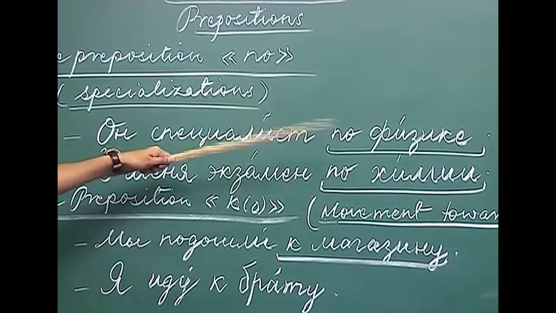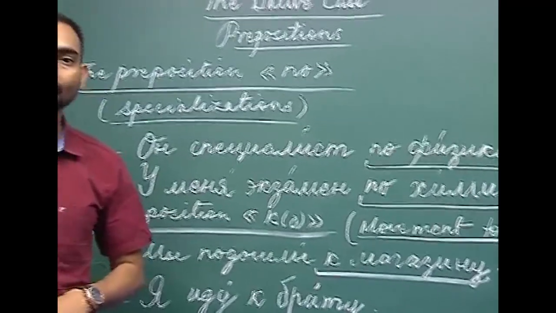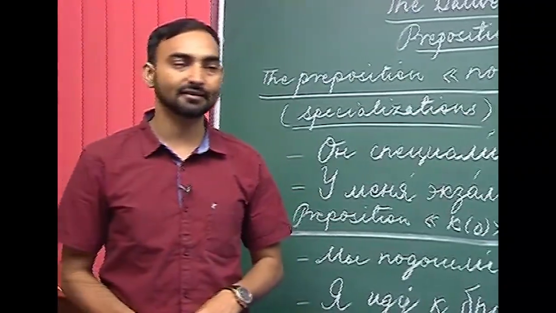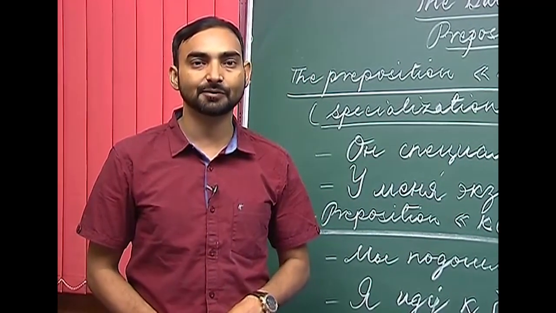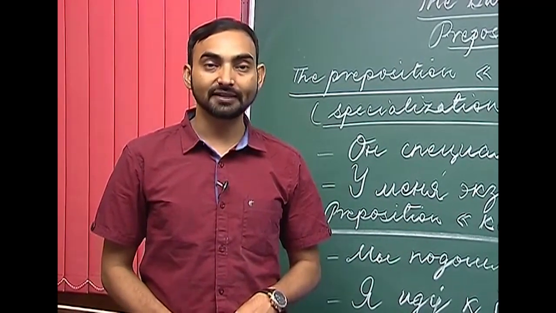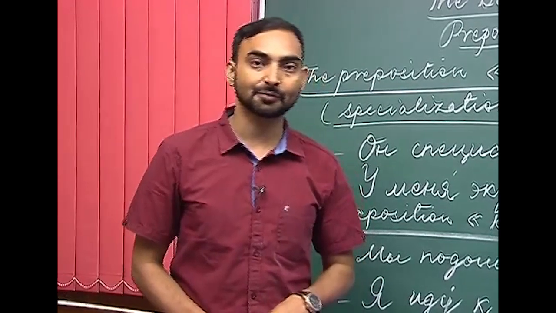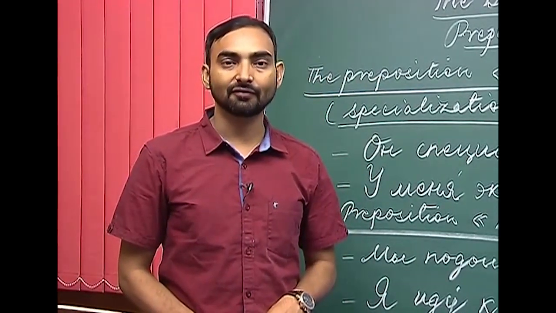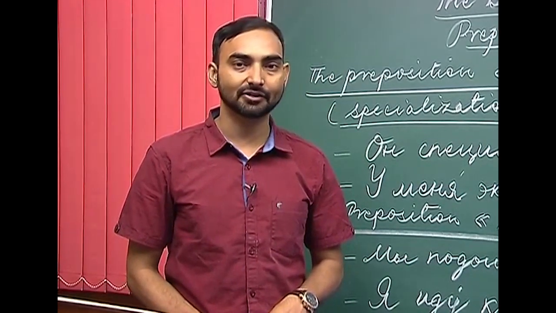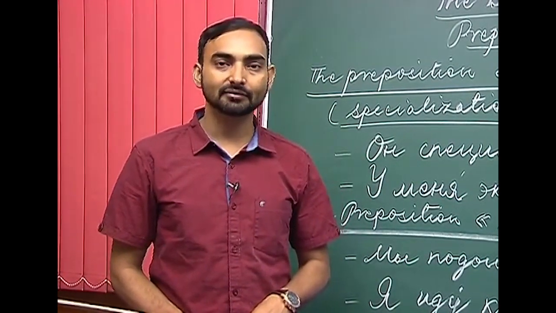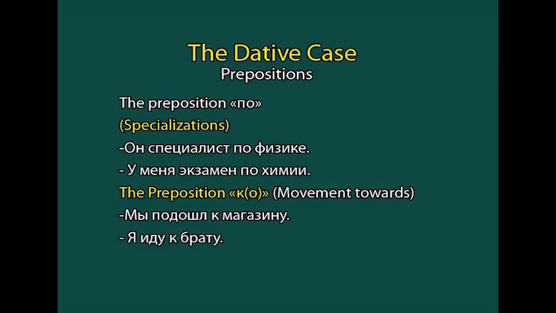So, that is how subjects or specializations or expertise are denoted in the dative case with the use of the preposition per. These are some of the meanings that the preposition per conveys. We have also left some of the meanings which will be discussed in later lessons. Now, the second preposition we are going to discuss is the preposition ke.